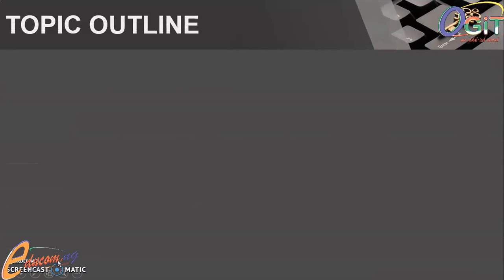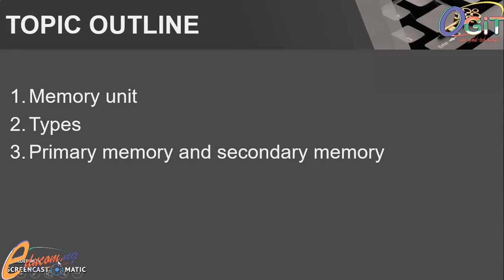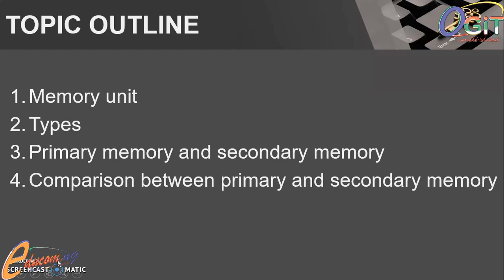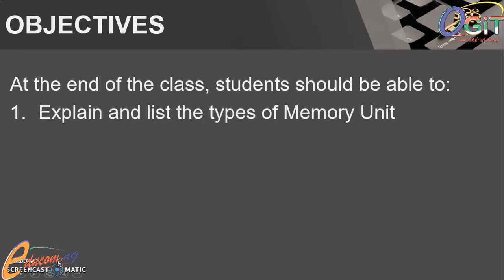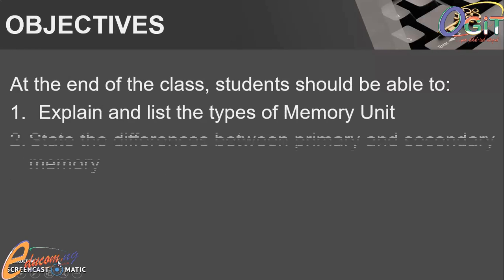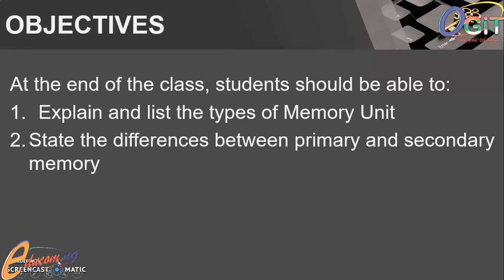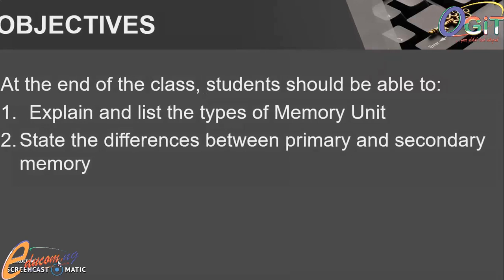The topic outline is as follows: 1. Memory units. 2. Types of memory units. 3. Primary memory and secondary memory. 4. Comparison between primary and secondary memory. Objectives of the class. At the end of the class, students should be able to explain and list the types of memory units, and state the differences between primary and secondary memory. Now let's start the class.